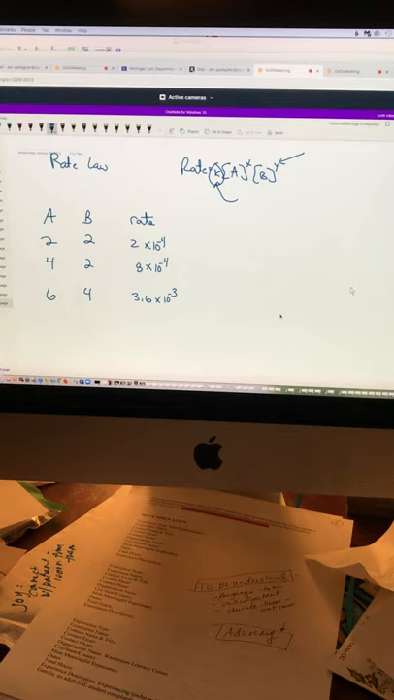we got this beautiful reaction. And we can see, if we want to see what A does to the rate, let's hold B constant. Because if you change A and B, how do you know if it was A or B?